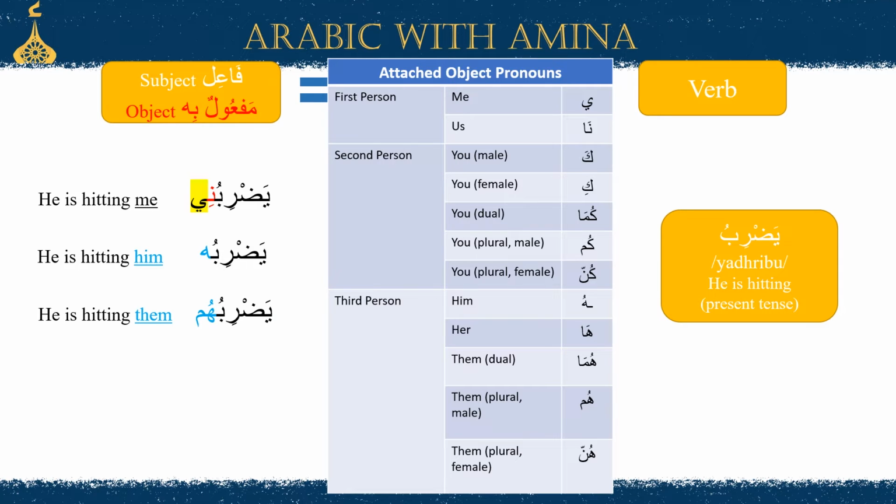Next, we are going to say them plural male form. So يضربهم, adding the ha mim to the end. And our final example is going to be you as a female. So يضربك. And that's it for the object pronouns.